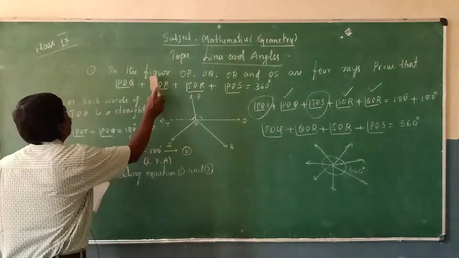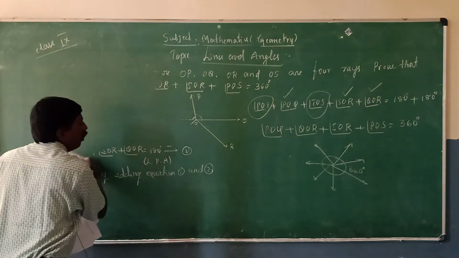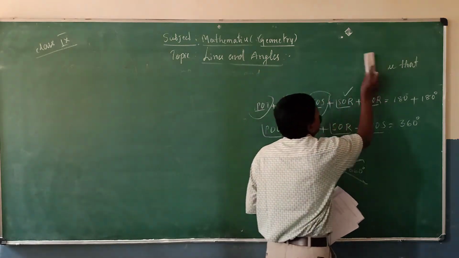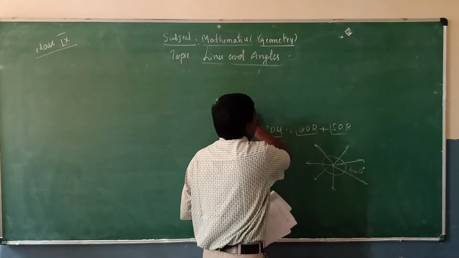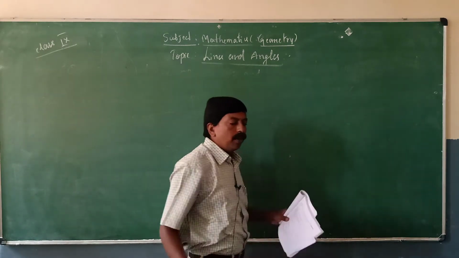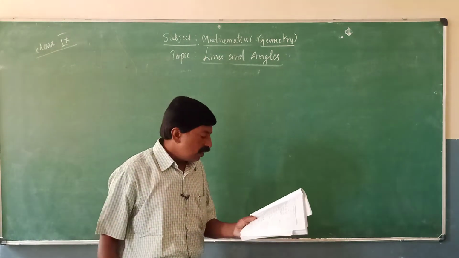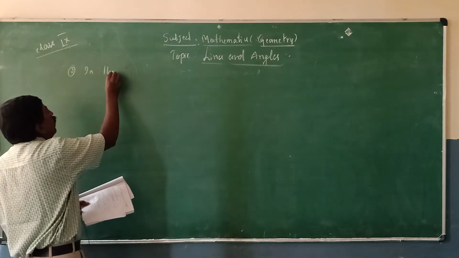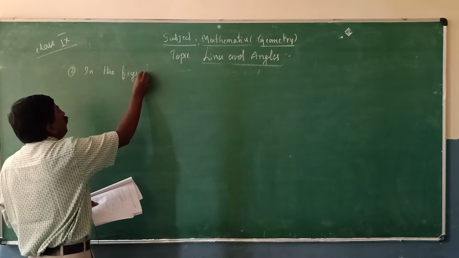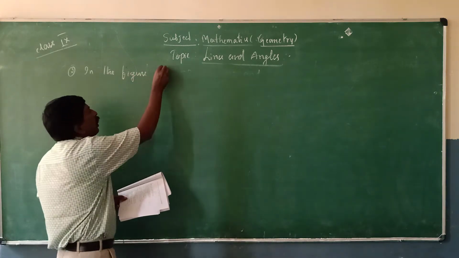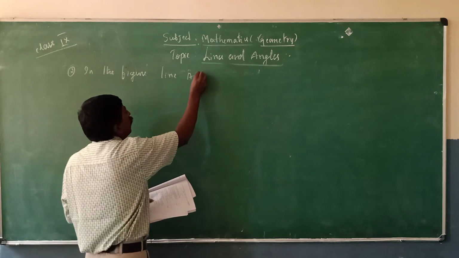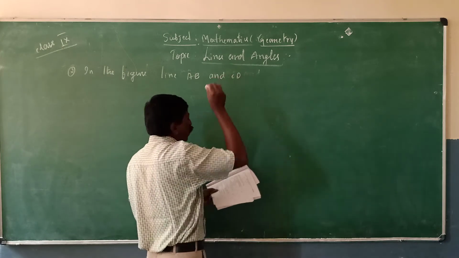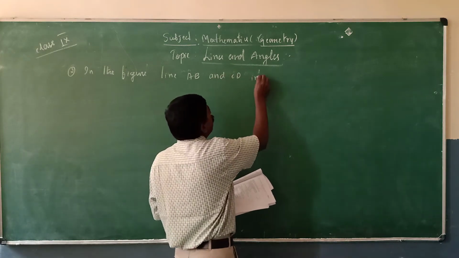Yes, write down that question. I think probably all of you have a textbook with you. By knowing the exercise clearly, you can copy the question. So read properly and write it properly. The next question is: in the figure, they are given the diagram. Lines AB and CD are two lines that intersect at O.